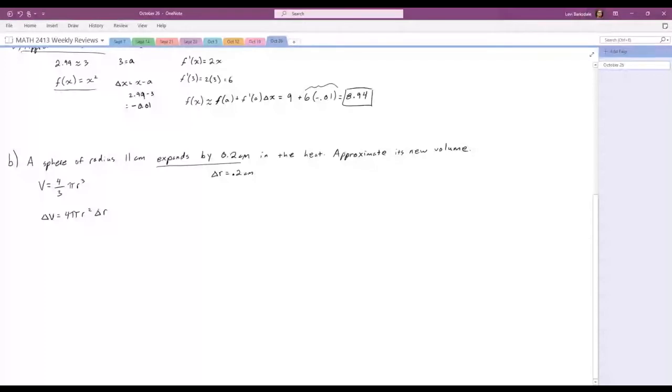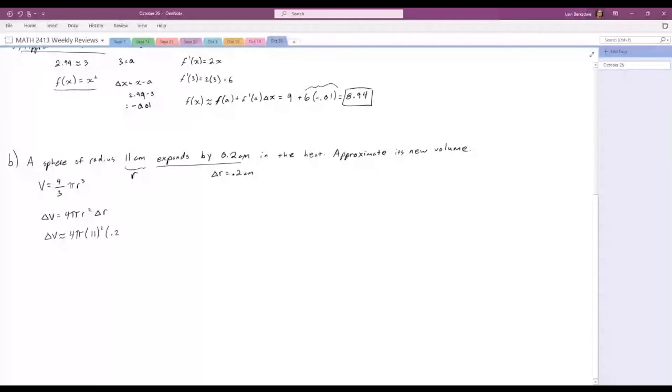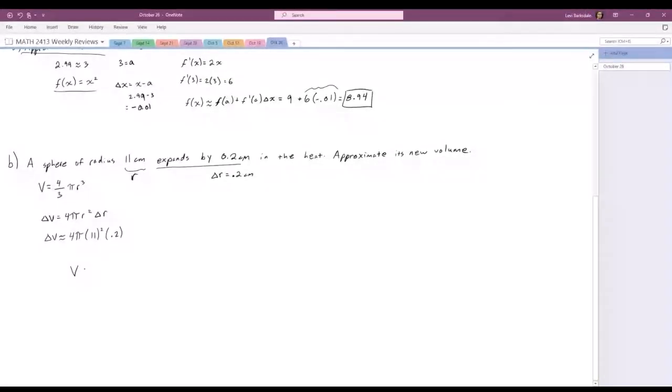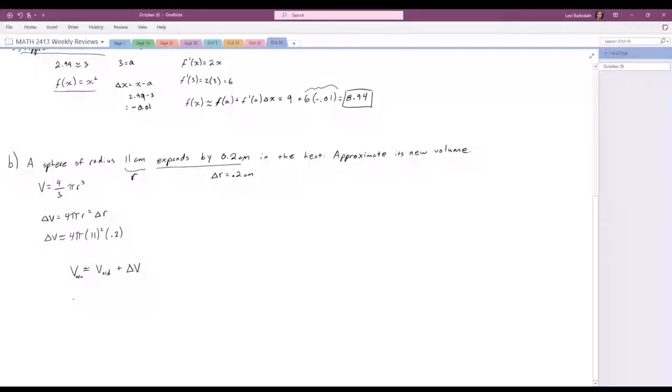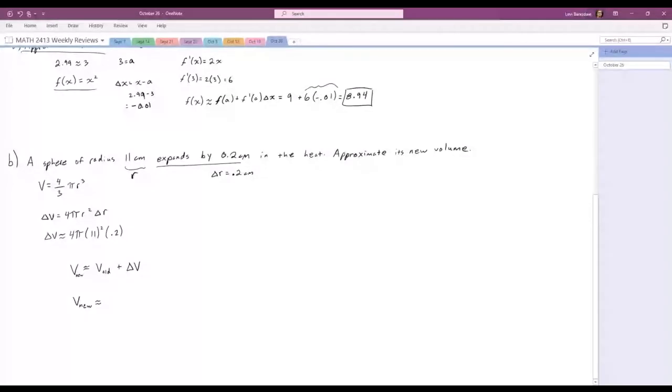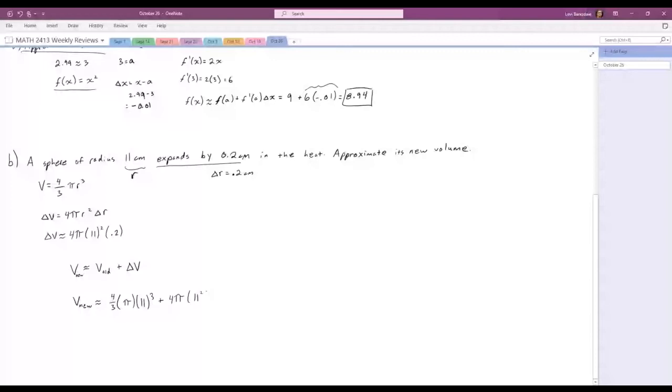Now then, we can simply plug in our values because we're given that our radius is 11. So our delta v is approximately equal to 4 pi times 11 squared times 0.2. And then we know that our new volume should be approximately equal to our old volume plus our change in volume. Right, nothing new here. Well then, our new volume is approximately equal to our old volume, so 4/3 times pi times 11 cubed plus 4 pi times 11 squared times 0.2, sorry.